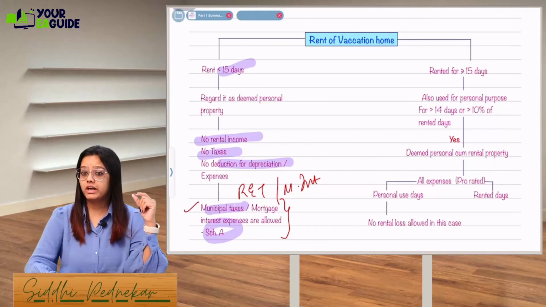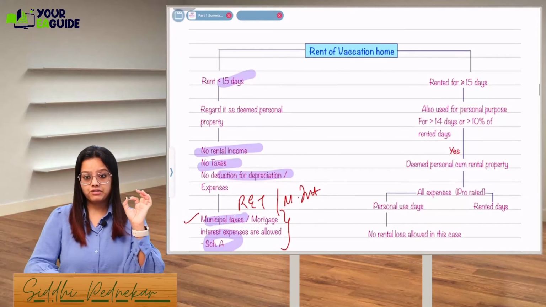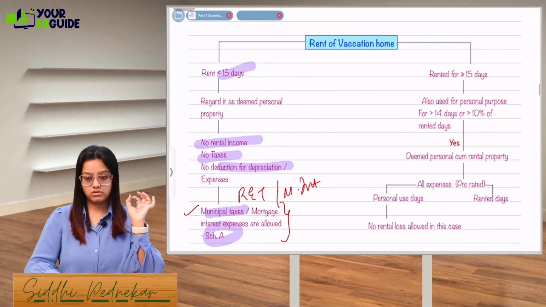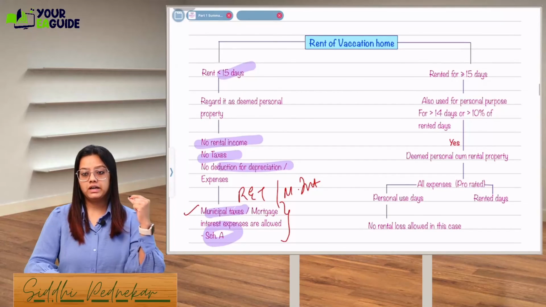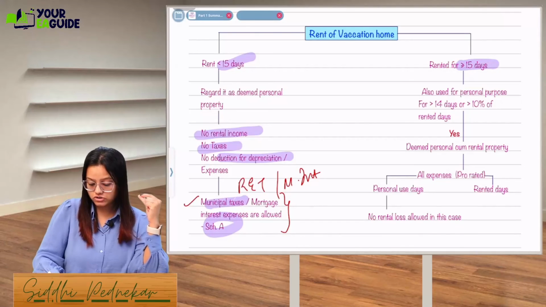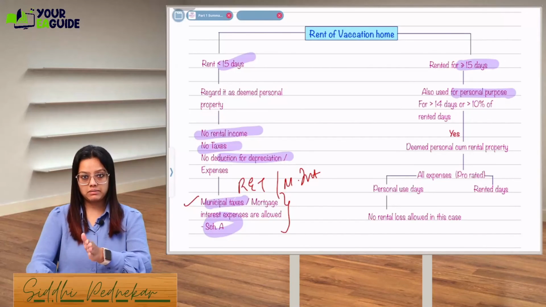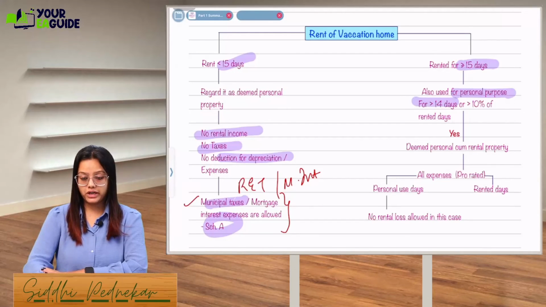Now if you have rented the property for more than 15 days, then the situation comes when you are going to offset your loss. If you have rented the property for more than 15 days, and it is also used for personal purposes, you have to check how long you have used the property for personal purposes. Is it used for more than 14 days or more than 10% of the rented days?